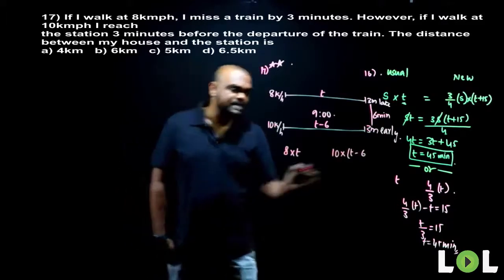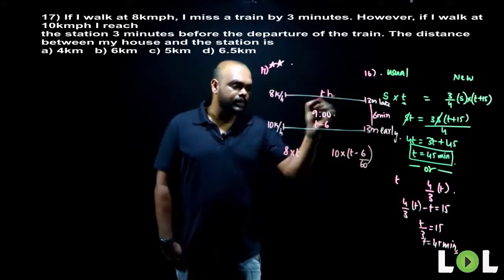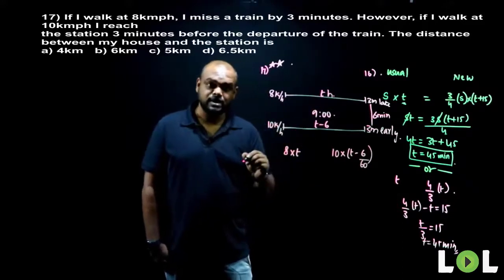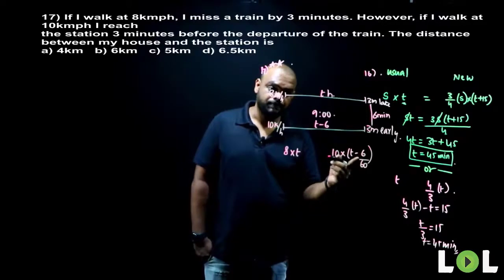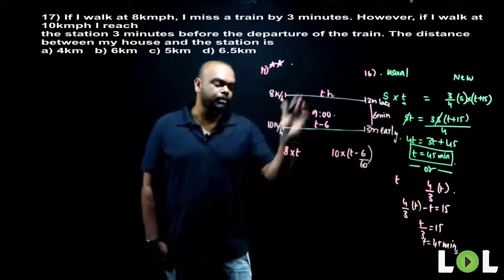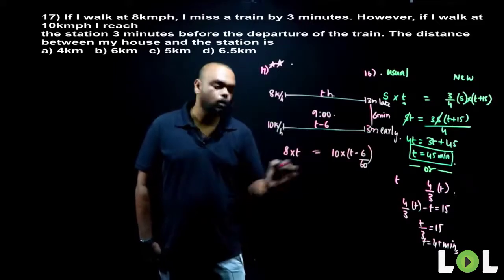But careful, what is happening here? This is t hours. Here t hours minus 6 minutes. You have to put everything into hours. So that's why 6 divided by 60. Speed into time is distance, and both the distances are the same. Just equate them. What do I get?